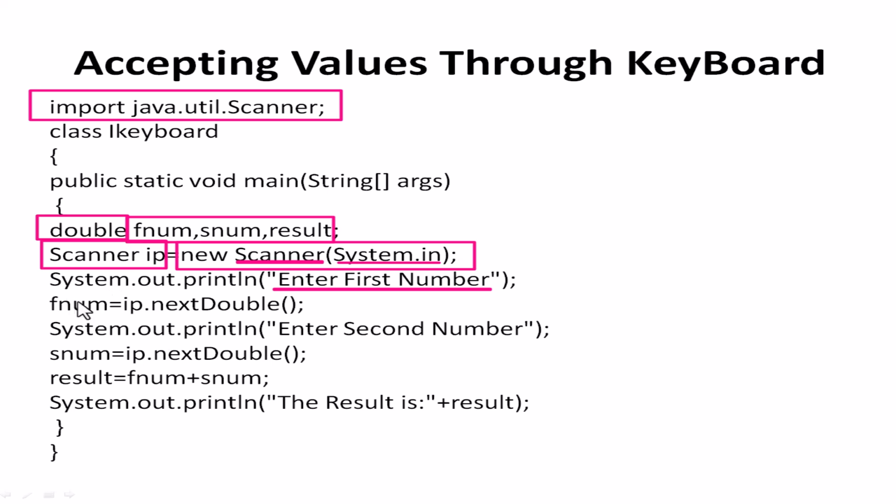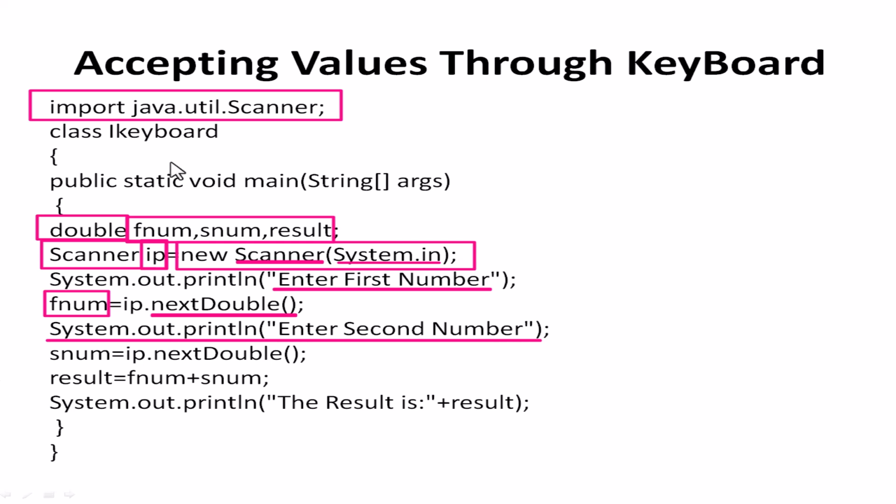Now the first number is going to accept input. What is ip? Here ip is an object. By using this particular ip.nextDouble, it is going to accept a double value. Next you are going to use System.out.println "Enter the second number", which means you are going to enter the second number.